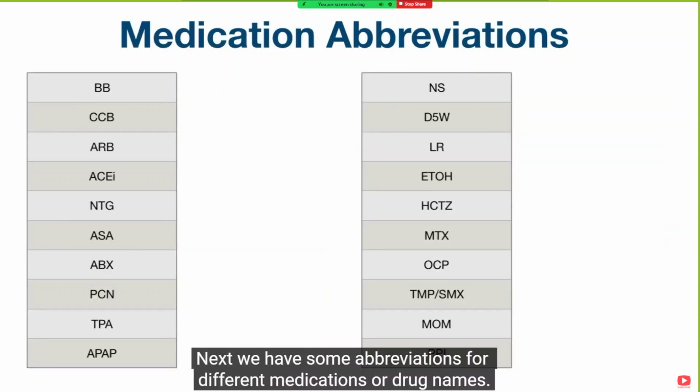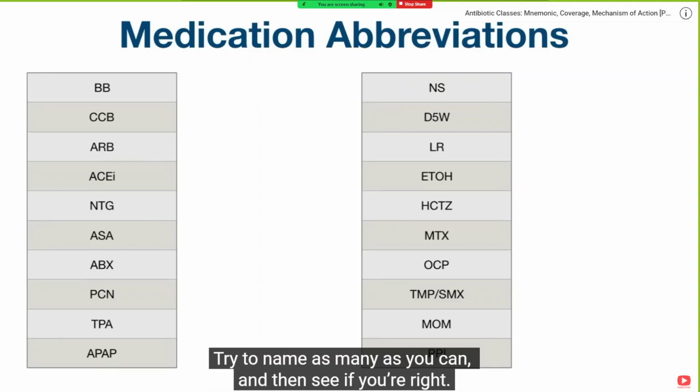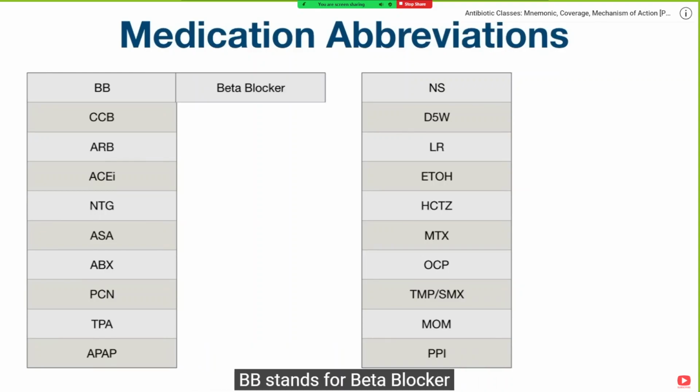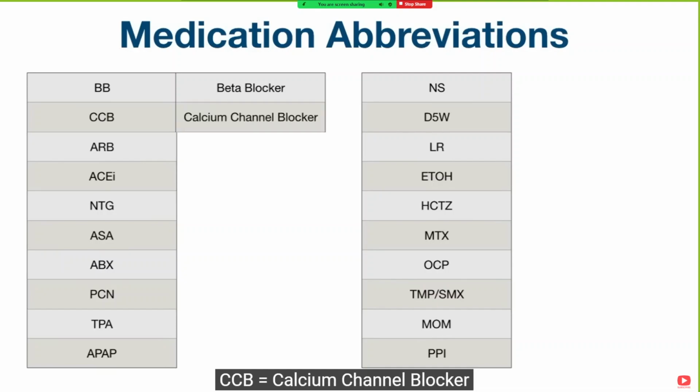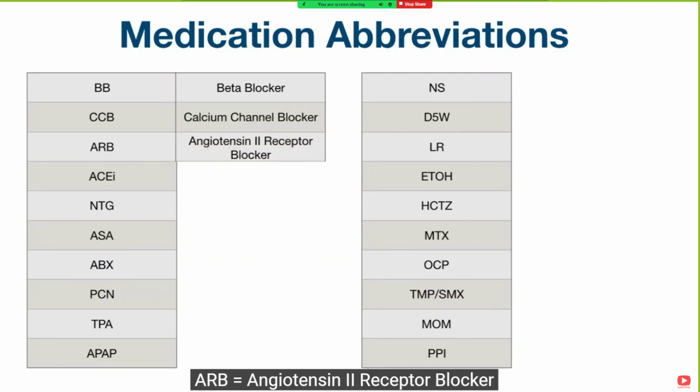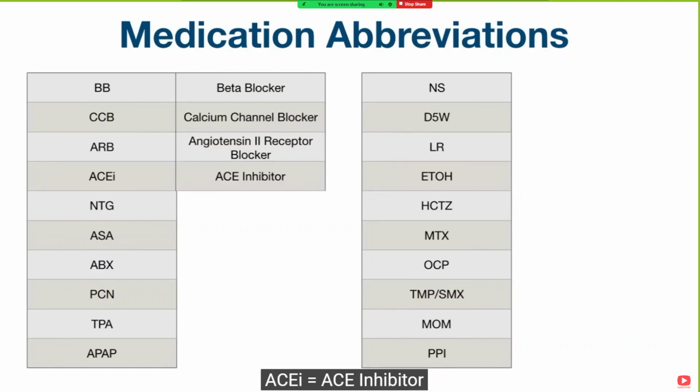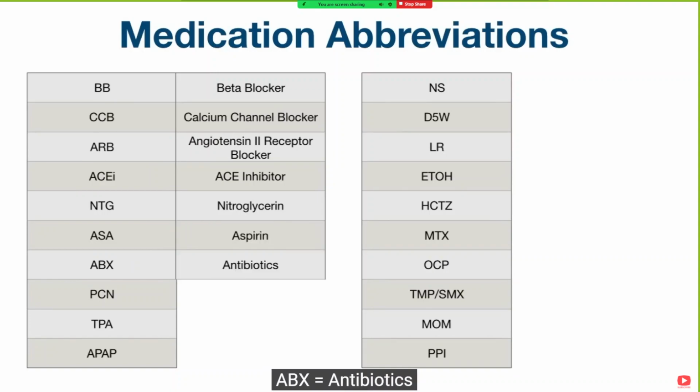Next, we have some abbreviations for different medications or drug names. Try to name as many as you can and then see if you're right. BB stands for beta blocker. CCB, calcium channel blocker. ARB, angiotensin II receptor blocker. ACE-I, ACE inhibitor. NTG, nitroglycerin. ASA, aspirin. ABX, antibiotics. PCN, penicillin.